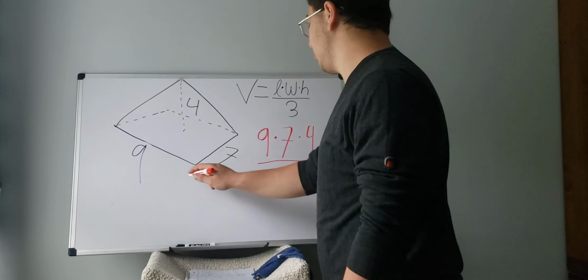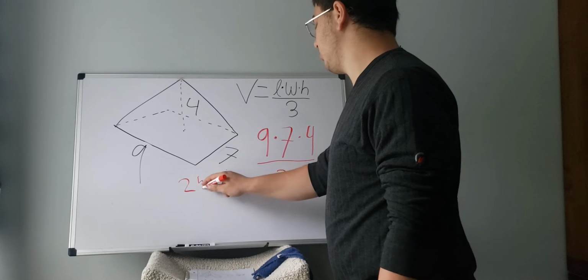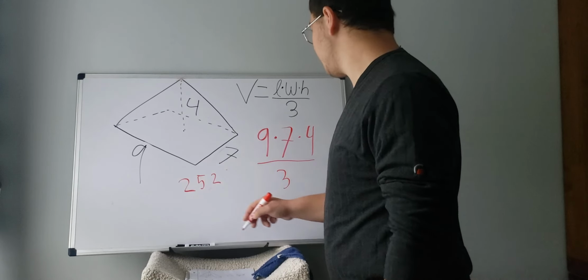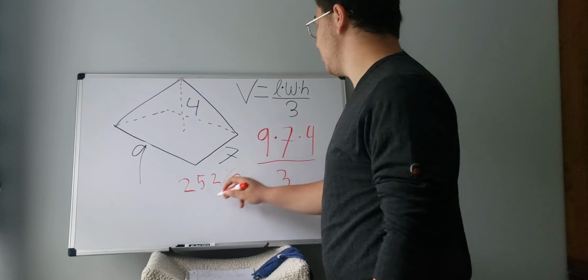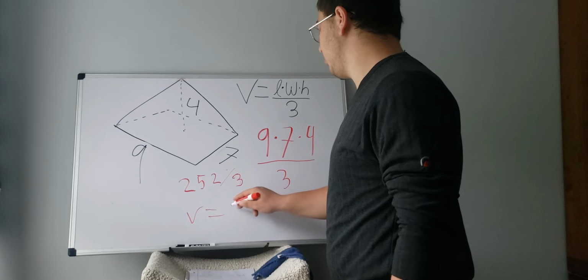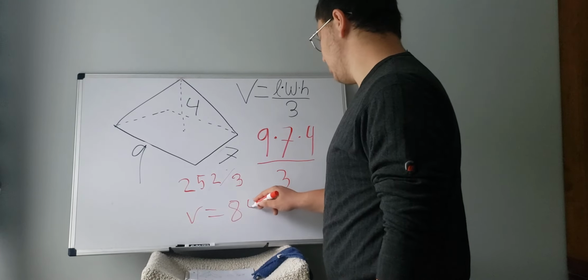The multiplication gives us 252. Let's write it down here. 252. And if we divide that by 3, it gives us a volume of 84.